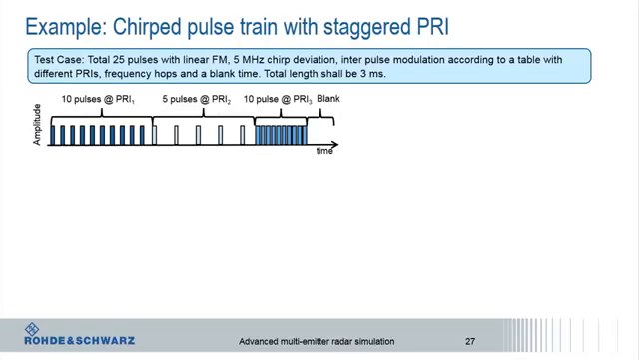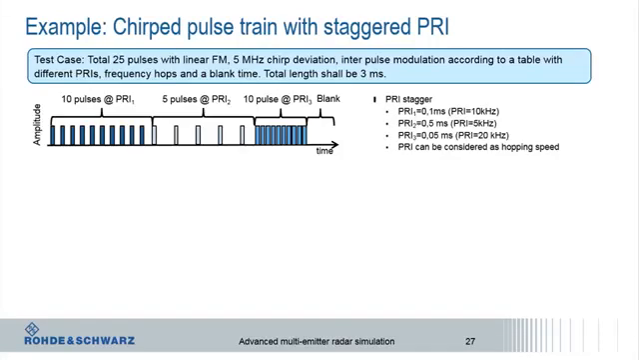So now let's have a look at what shall be defined. So first we need 10 pulses which have a certain PRI. They are followed by 5 other pulses which have a different PRI. And then there are 10 pulses which have a third PRI. And then there's the blank time. I'm using these values here for the signal definition later.